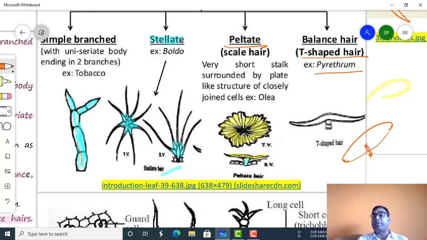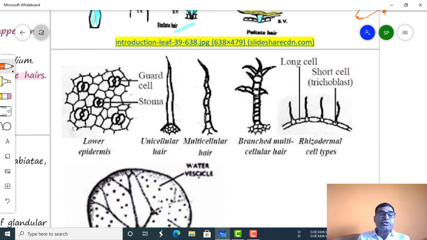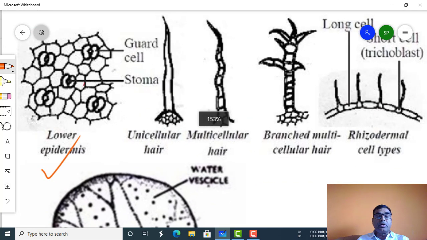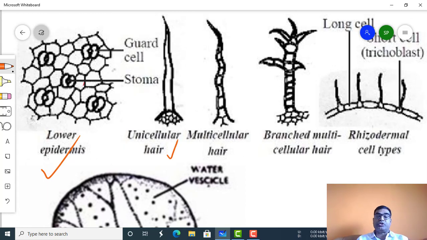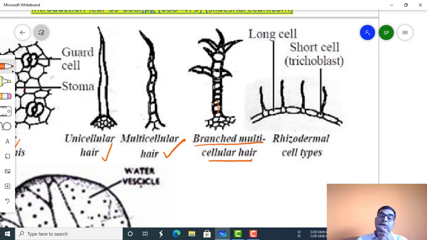Branched T-shaped structure, pyrethrum plant, T-shape. This one is a stalk and this one is the region of the head. So this one is a stomata. Then this one is a unicellular hair, unbranched one. This one is a multicellular hair. This is a multicellular branched structure. It forms a dendroid-like structure or tree-like structure. Okay, if you see this figure, see here, this is a branched structure. So it forms a tree-like structure. Such hairs are called dendroid hairs.